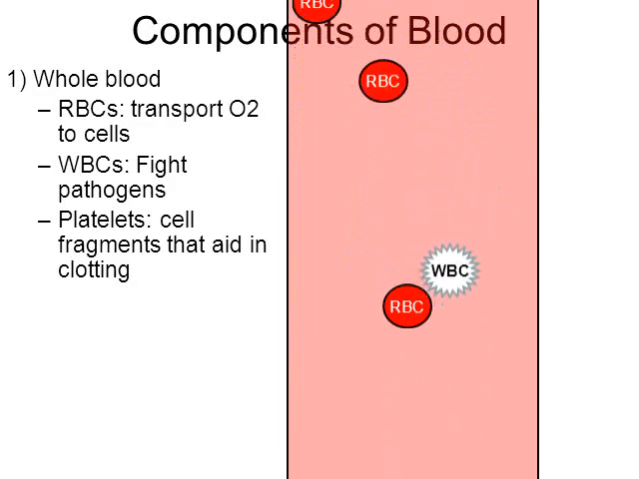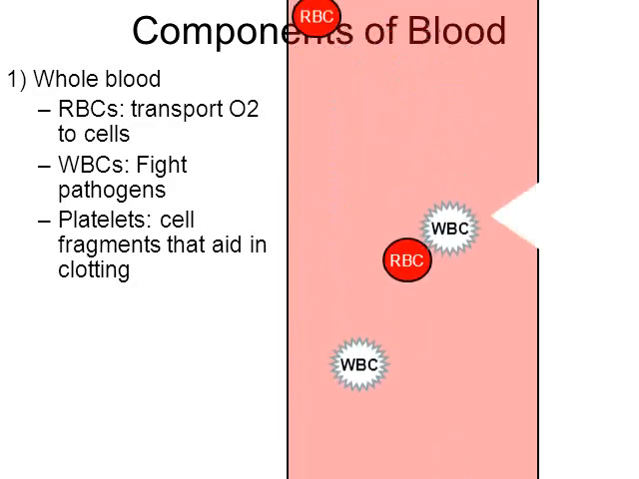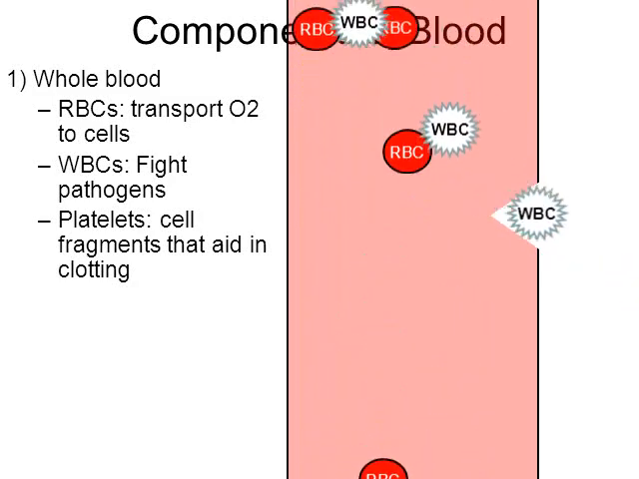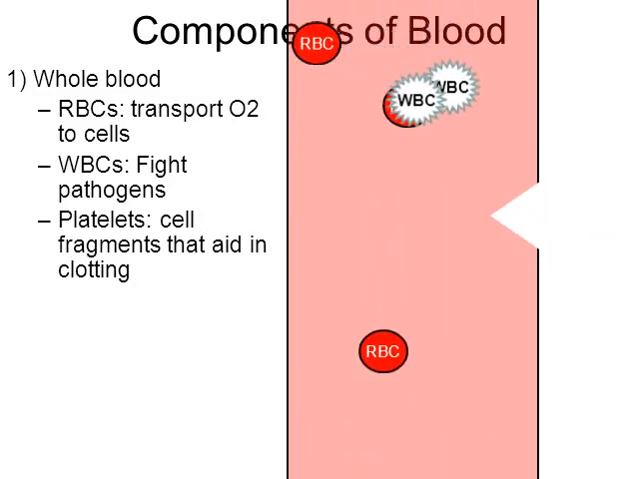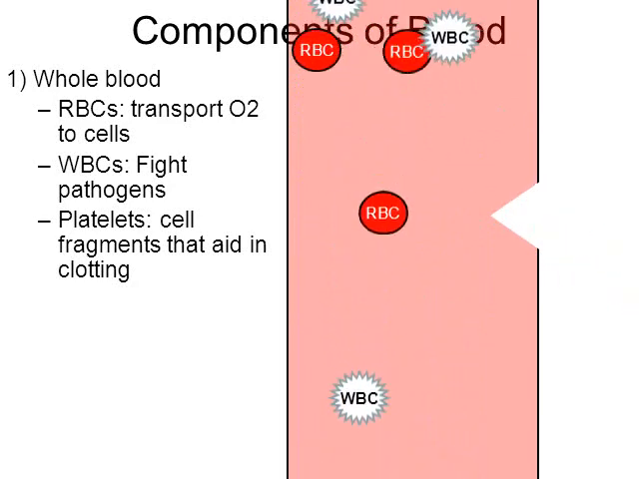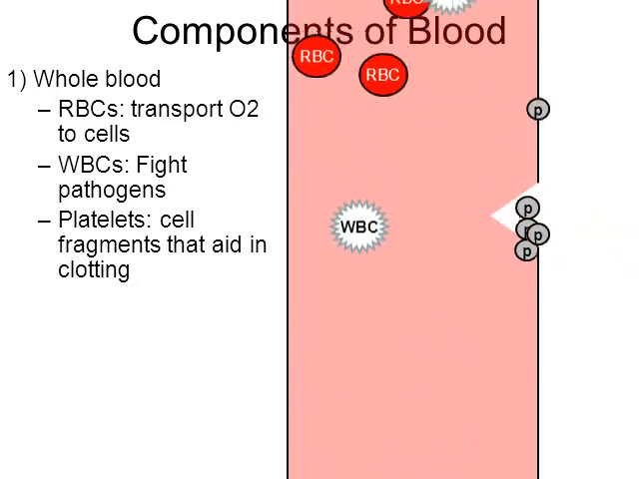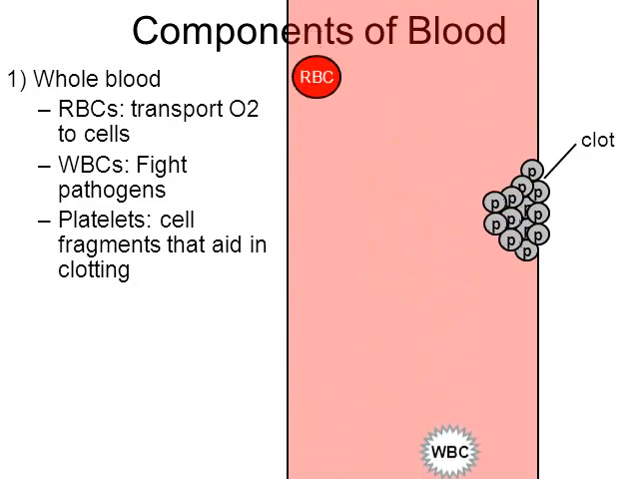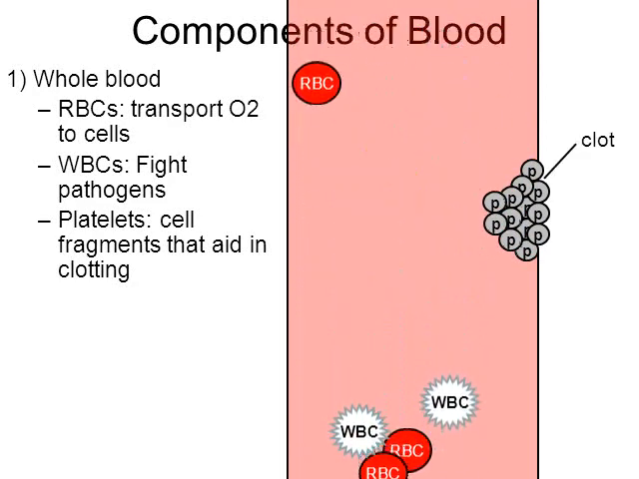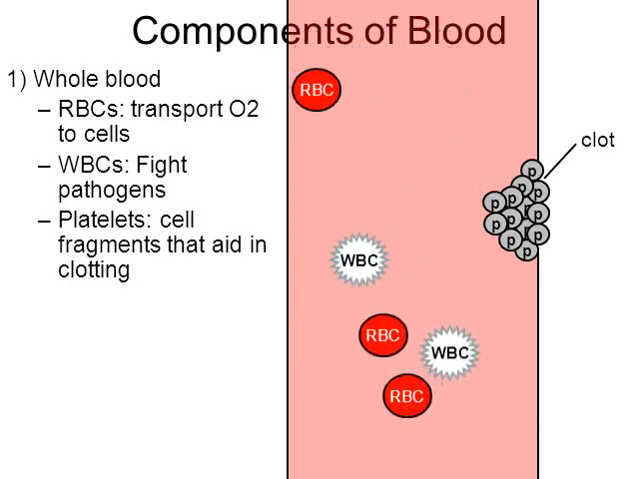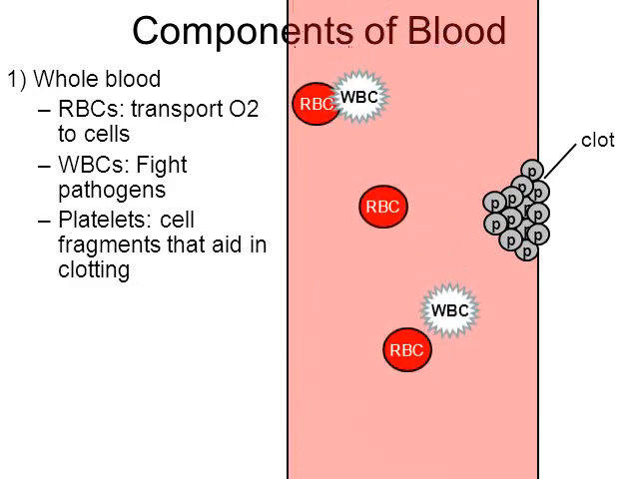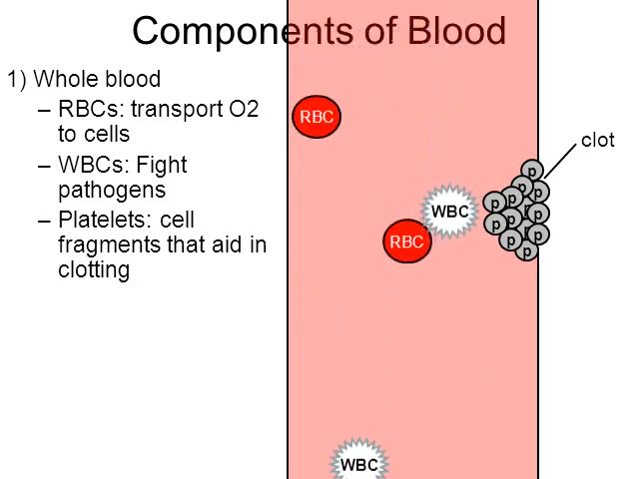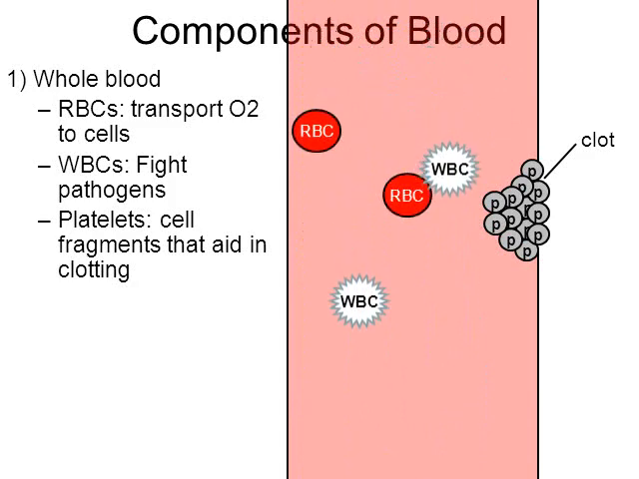So here we have a vein with red blood cells and white blood cells, and pretend that this person just cut themselves, and as a result of the cut, look at this, they're bleeding out red blood cells and white blood cells. Well, platelets are little cell fragments that will help clot and seal the injury. Now, platelets alone do not form a blood clot like this, but there are platelets and other clotting proteins involved. But in general, that's the function of platelets.